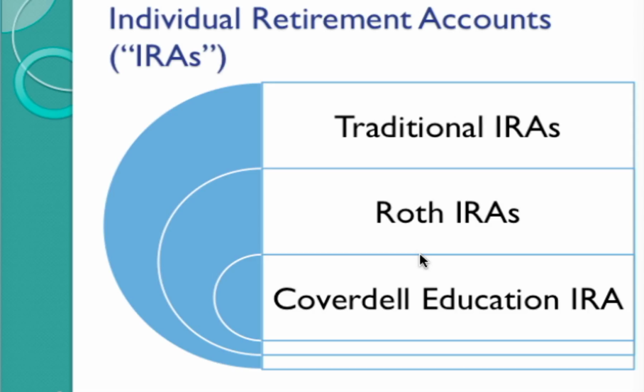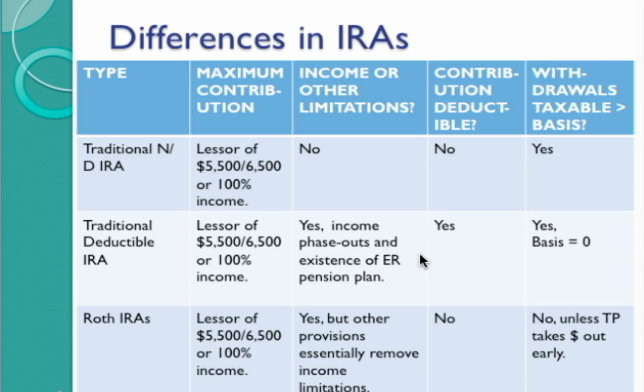IRAs are a very common type of retirement account. You've got traditional IRAs, Roth IRAs, and then you have Coverdell education IRAs that are limited to higher education and sometimes primary and secondary education. And all of these have various stipulations and requirements associated with them. This is a pretty good chart that shows some of the specifics there. Again, getting into the minutia of tax planning around IRAs in complicated cases is a little bit beyond the scope of this class.